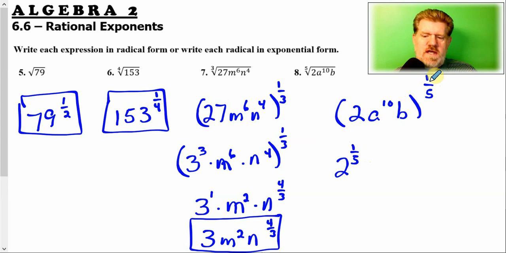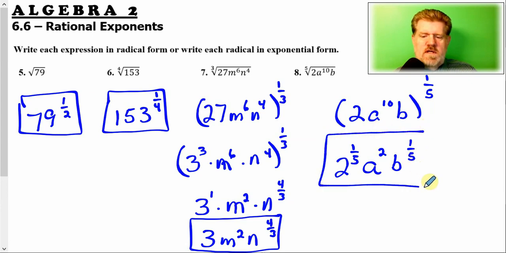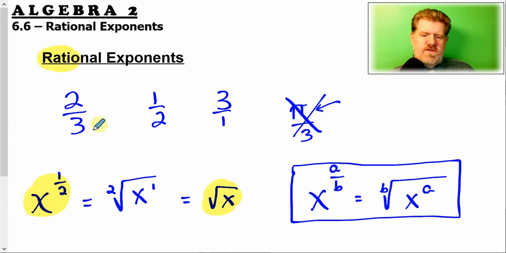Oh, 10 times 1/5. So remember, multiplying by a fraction is easy. Multiply the top, divide the bottom. 10 times 1 is 10. 10 divided by 5 is 2. And b to the 1/5. So that's how you write these. That's the idea of what this is.